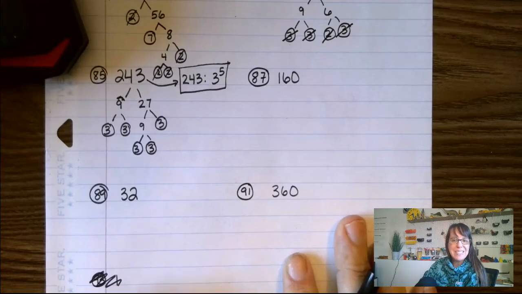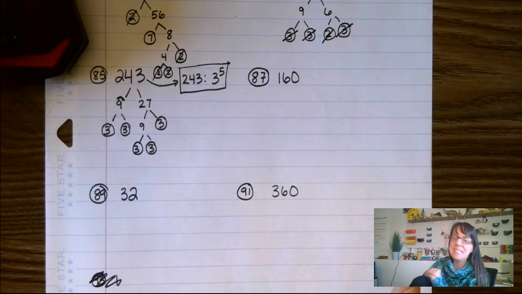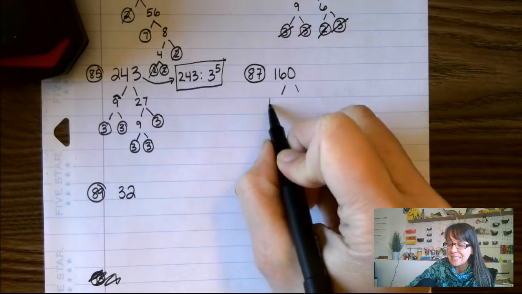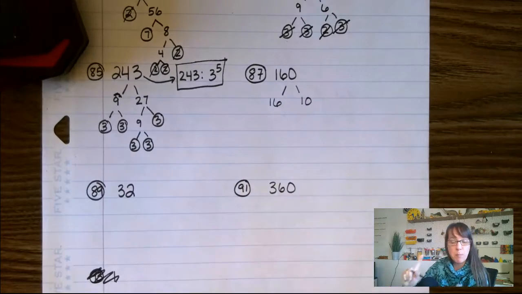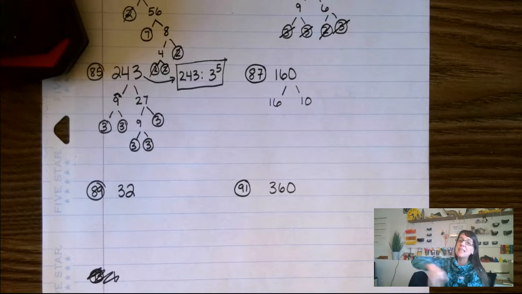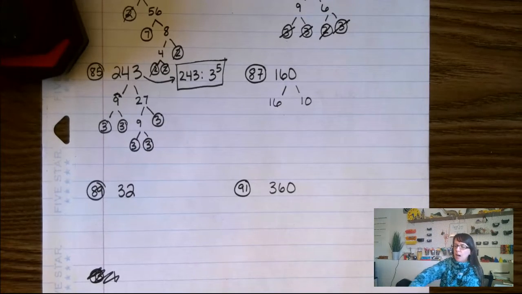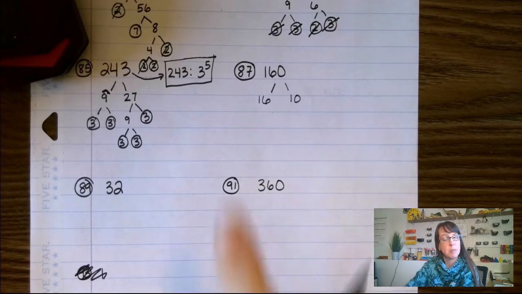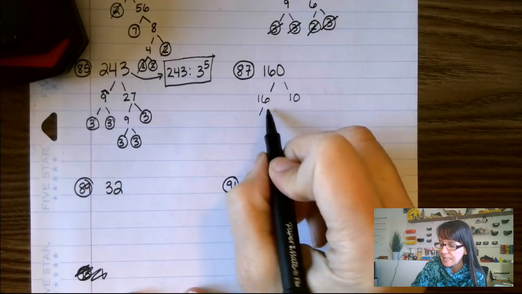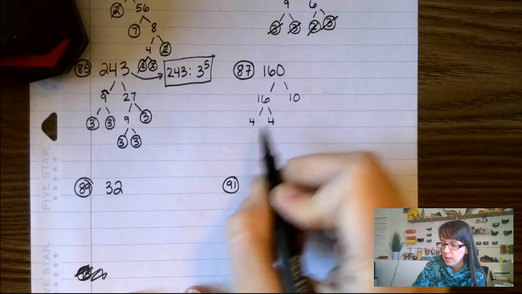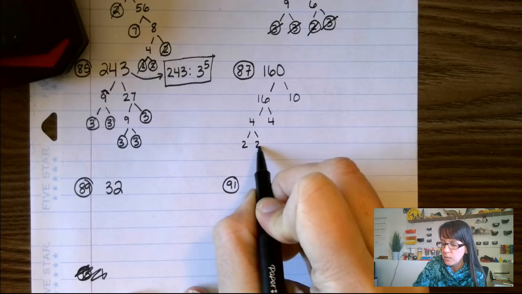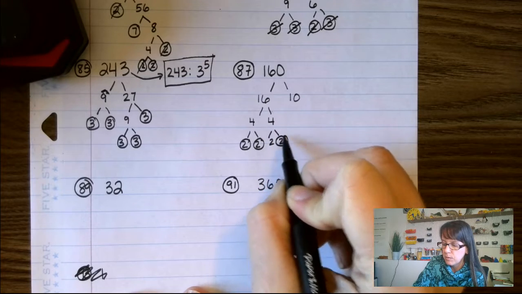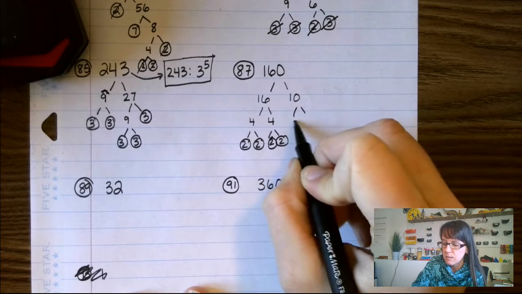Now, 160, I love this. When it ends in a 0, make your life easy. We know that it's going to be 16 times 10. Because remember, our rules of divisibility say if it ends in a 0, it's divisible by 10. So there we go, 16 and 10. Those are much more manageable numbers than 160. 16 is going to be 4 and 4, which is 2 and 2. And then this guy is going to be 2 and 5.